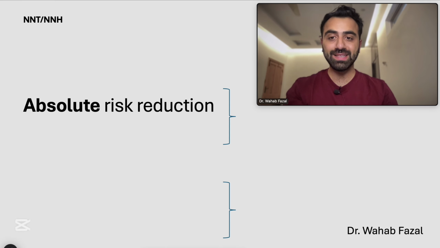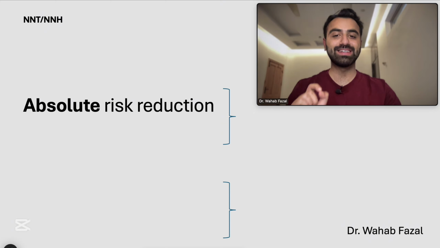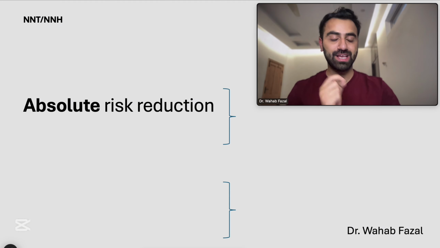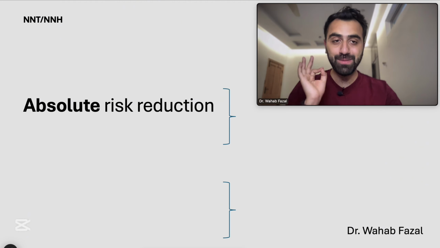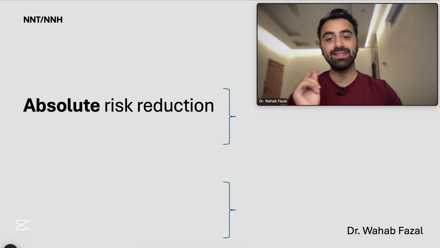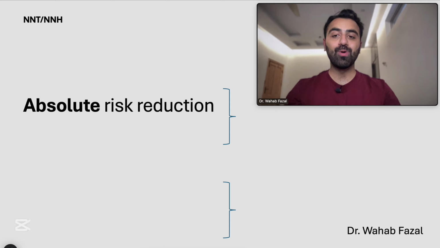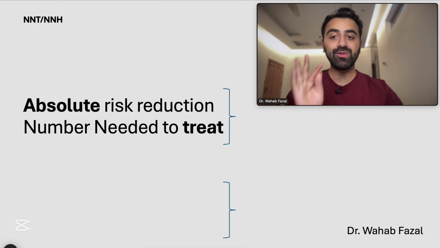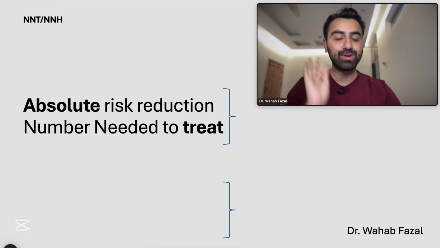So the first thing that we're going to talk about is absolute risk reduction and attributable risk. Both of these concepts are very important for you to understand in order to calculate the number needed to treat and the number needed to harm. So when we think about absolute risk reduction, you need to think about number needed to treat with it.